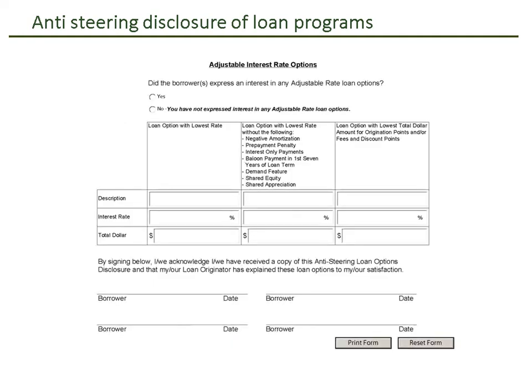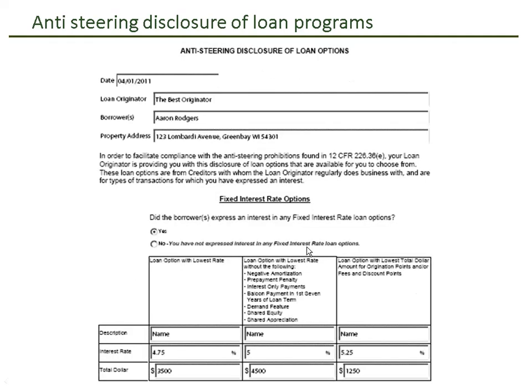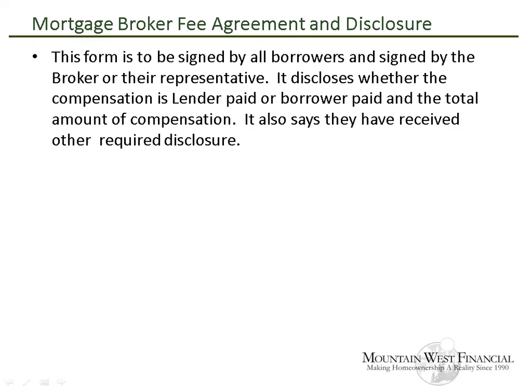One last thing on there: if they do express an interest or not an interest in the adjustable rate option, which is at the bottom, you'd click yes or no on there. If you click no, then obviously you're not going to fill out the bottom. If you click yes, then you're going to have your options for adjustable rate as well.